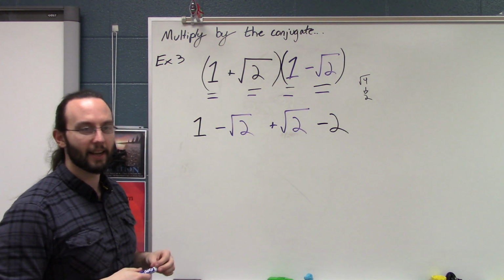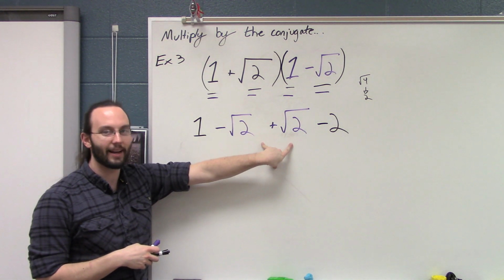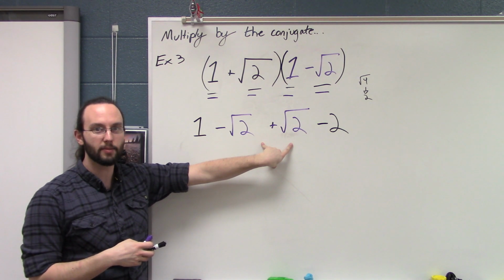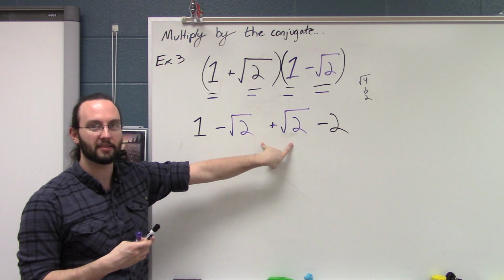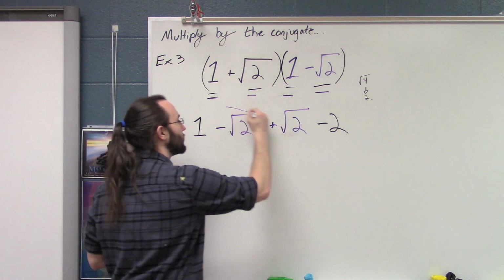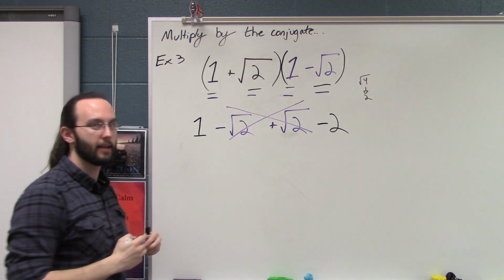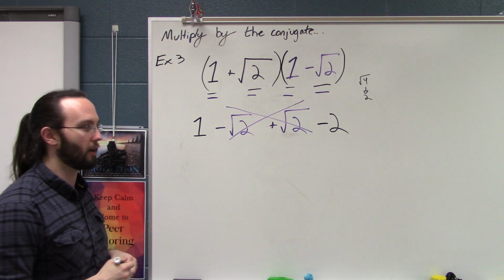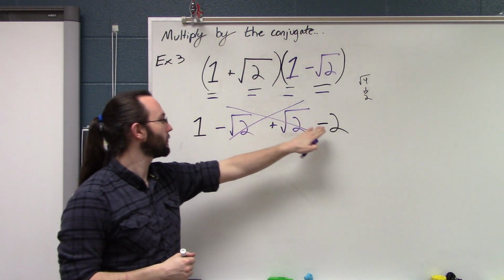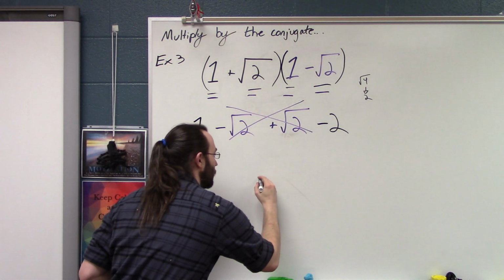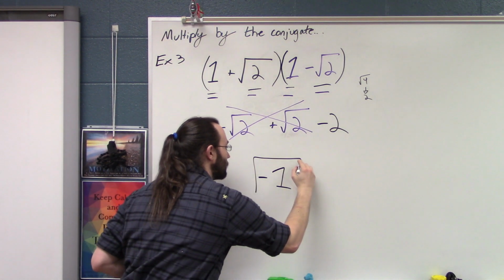So if you haven't seen it yet, let me draw your attention to the inside and outside terms. What's nice about multiplying a binomial by its conjugate, the middle terms cancel. The inside and the outside terms cancel one another out. We're left with a 1 minus 2, which is just negative 1.